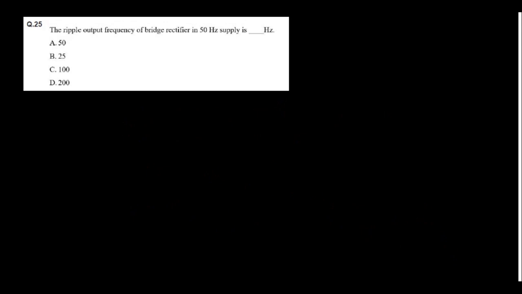The ripple output frequency of a bridge rectifier with 50 Hz supply is 100 Hz, 2 times the supply frequency. For a full wave bridge rectifier, it is 2 times the supply frequency. So 100.